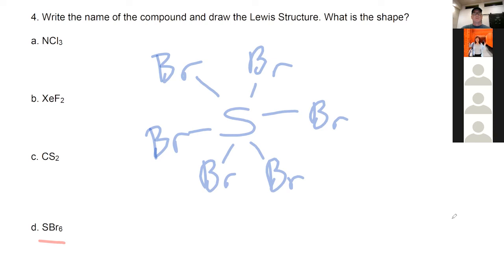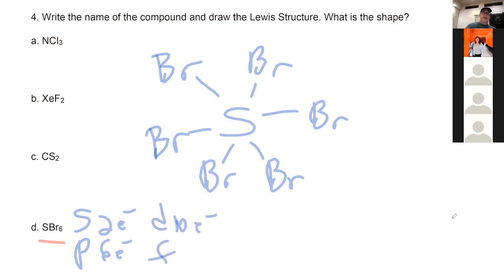Sulfur is in level 3. Oh, right, sulfur's in the 3rd row. So when it's in the 3rd row, did we talk about S, P, D, and F? I can't remember. The orbitals? Did we just briefly touch on them? Yeah, we talked about it. Okay, yeah, so S has 2 electrons, P has 6 electrons, D has 10 electrons, and F has 14.